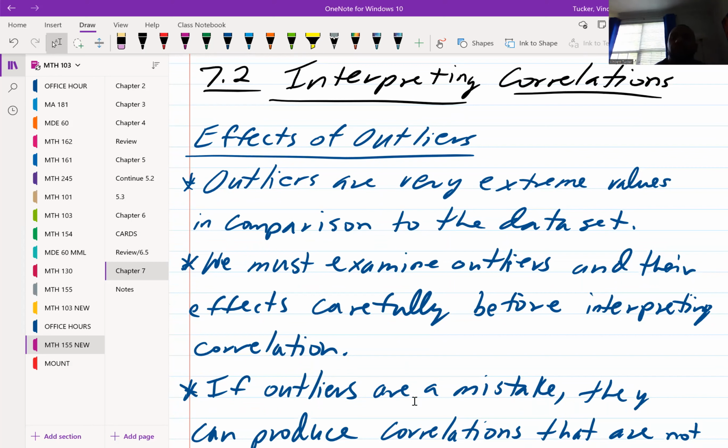So interpreting correlation. The first thing you talk about is effects of outliers. Outliers are very extreme values in comparison to the data set. So they can be very, very large or very, very small. Remember, outliers are important to examine because we mentioned that your correlation coefficient is not resistant. So that means outliers do affect your correlation coefficient. So you must examine outliers and their effects carefully before interpreting correlation.